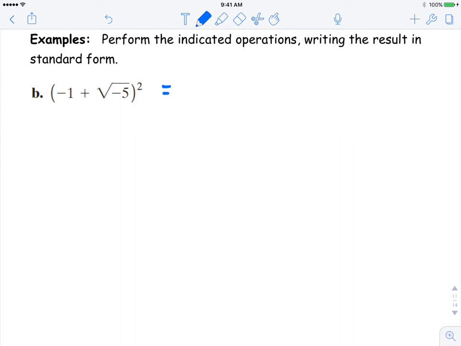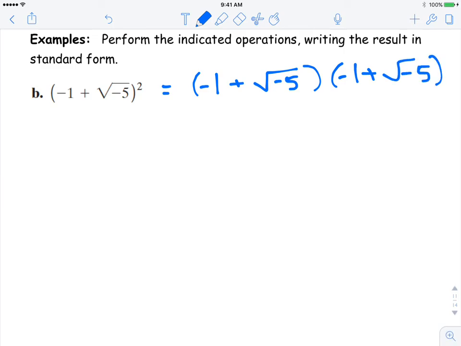This parenthesis squared represents a binomial times another binomial. So before we fill those out, I'm going to change those negative 5s to i square root of 5.